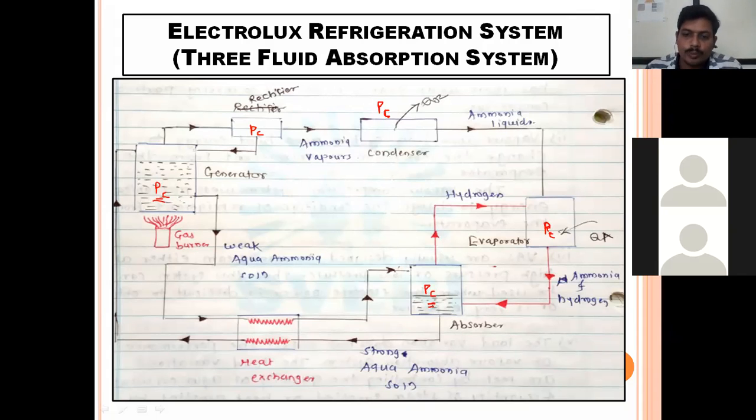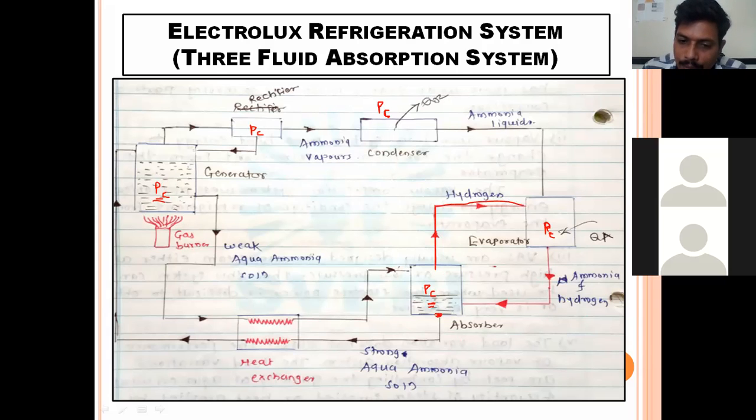That will be mainly because of concentration difference only. Because what will happen here, whatever weak aqua ammonia solution will be there, that weak aqua ammonia solution will be supplied to the absorber, and inside the absorber whatever ammonia vapor as well as hydrogen is coming, out of that ammonia vapor and hydrogen, ammonia will be absorbed by that weak aqua ammonia solution, and because of absorption of ammonia, the weak aqua ammonia solution will become a strong aqua ammonia solution. And as hydrogen is insoluble inside the water, that hydrogen will escape and be again supplied to the evaporator.